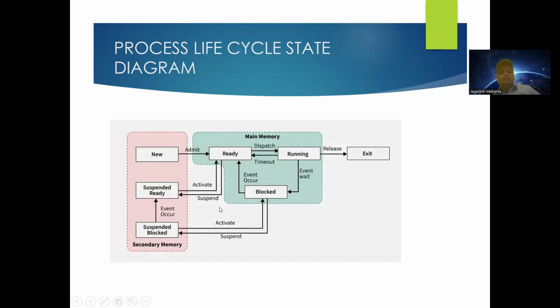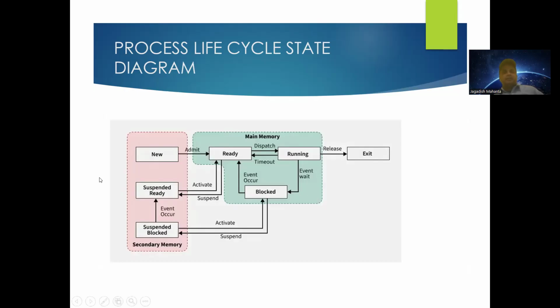So you see in the above diagram, there are various states in the process state diagram. Like you see here: new state, then ready state, running state, exit state, block state, suspended block state, and suspended ready state. Now I am going to discuss these states one by one, their roles, and how the different states play a crucial role in the process life cycle.